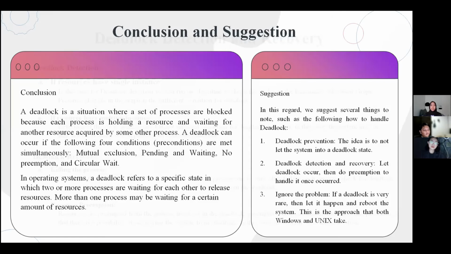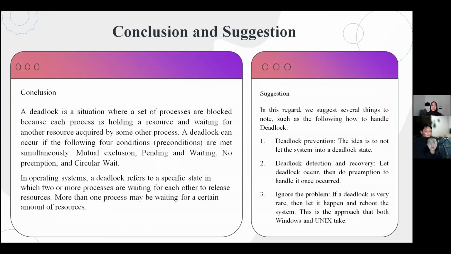So, the conclusion and suggestion. The conclusion is that a deadlock is a situation where a set of processes are blocked because each process is holding a resource and waiting for another resource acquired by some other process.